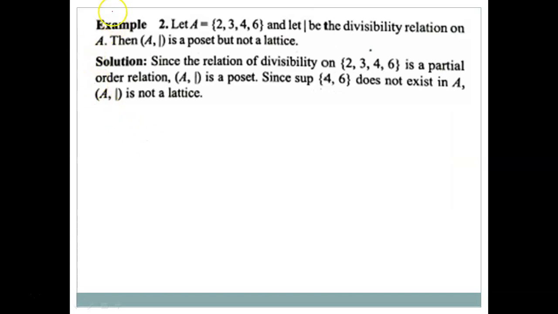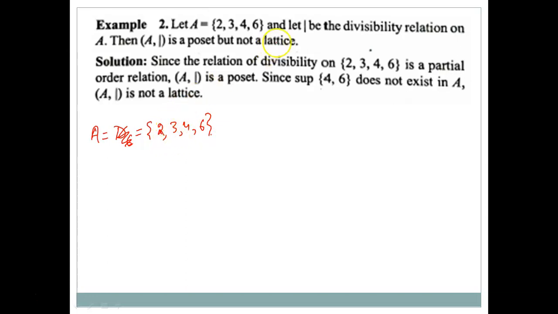So the next example is this set. Here the set A is, as we have discussed, something we can also denote by D6. That means it consists of the divisors. Sorry, I will not denote it by D6, because here 1 is not included. Otherwise, when we write it as D6, 1 must also be there. So we have 2, 3, 4, 6. This is the set.